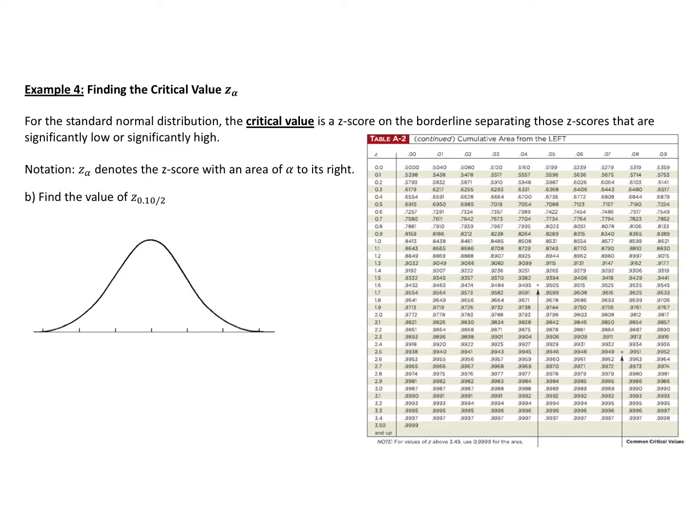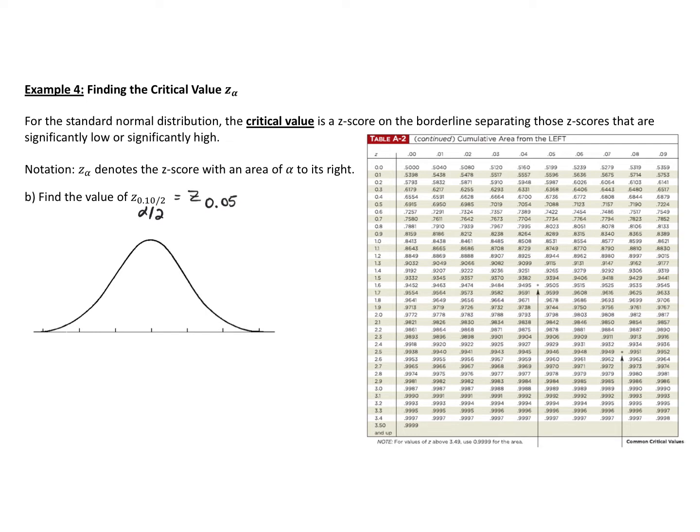Let's take a look at another example dealing with critical values. So here we want to find a value of z sub 0.10 divided by 2. So this is basically alpha divided by 2. And if we take 0.10 and divide by 2, that's the same thing as z sub 0.05.